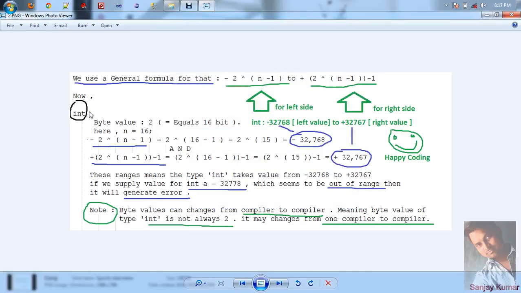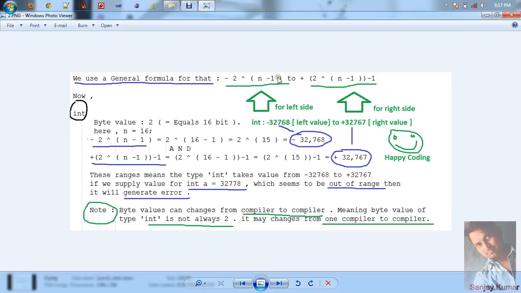Now let me explain in front of you how I can calculate the integer range. We know that the byte value of integer, float or character varies from compiler to compiler. So for my compiler, Turbo C++, the byte value of integer is just 2. Byte value equal to 2 means bits equal to 16, as we know that 1 byte equals 8 bits, so 2 bytes equal 16 bits. Now here n is equal to 16.